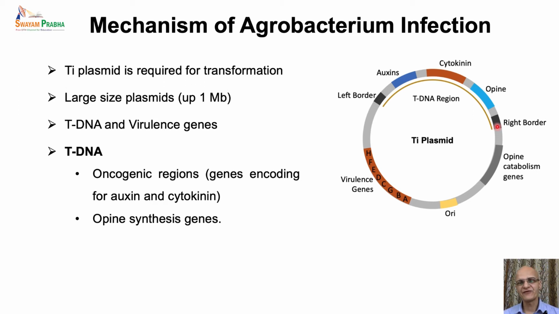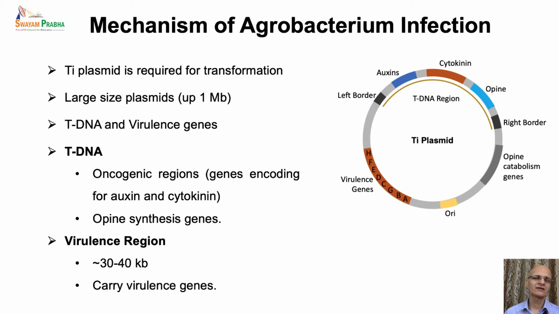Among different Agrobacterium strains, this opine synthesis region may vary, and different strains can synthesize different types of opines. So the Ti plasmids are also categorized based upon the type of opine they synthesize, like octopine or nopaline plasmids, as they synthesize octopine or nopaline respectively during the infection in the tumors.